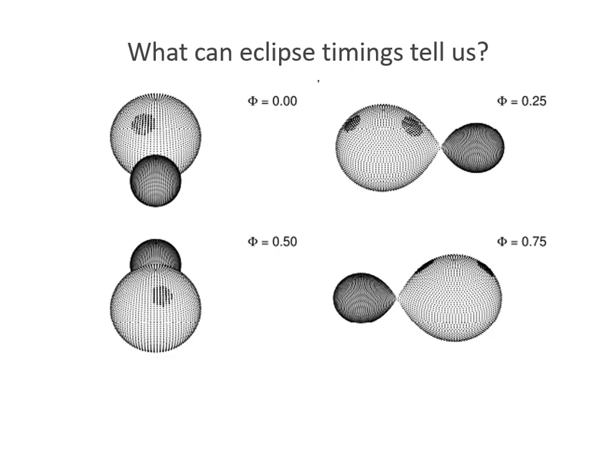As we've already heard, eclipse timings are essential in determining periods of stars, but the most important thing they give us are changes in periods.